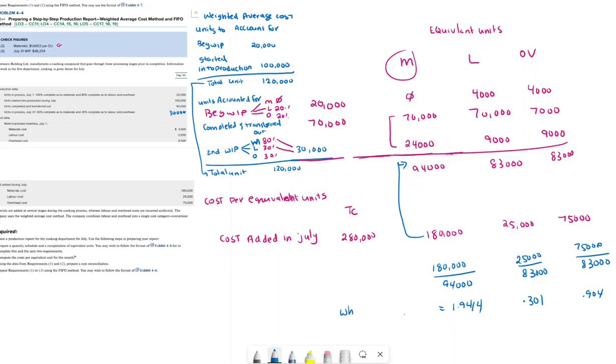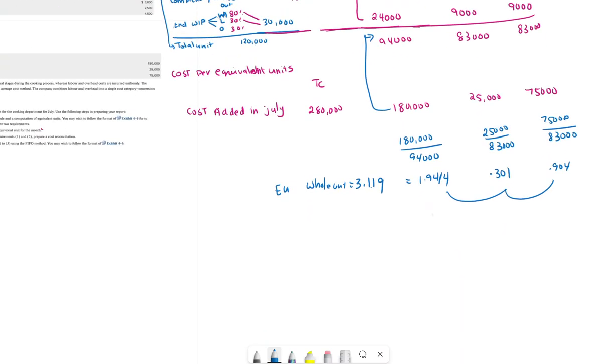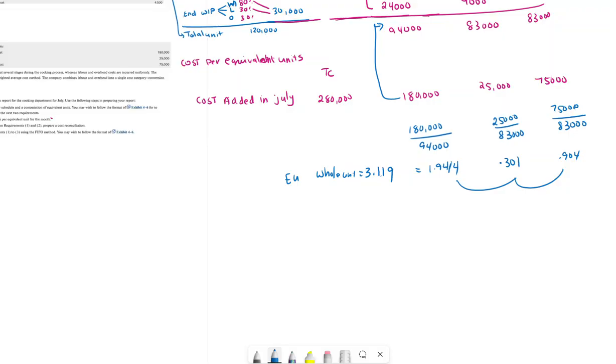As a whole equivalent unit, if I add these three numbers together, because I needed it for the transferred out, it should be equal to 3.119. That's what I got, 3.119. So that's my equivalent unit. The next step is to allocate it.